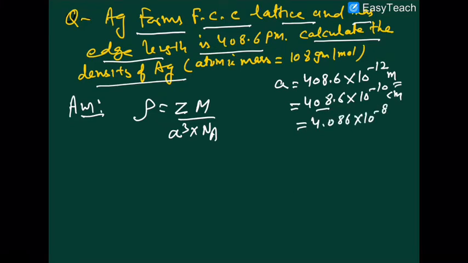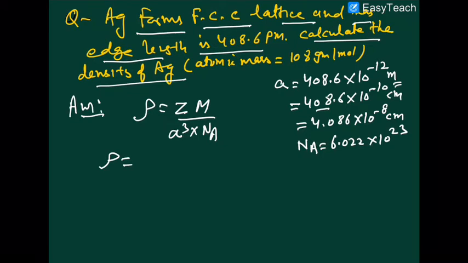So it is minus 8 centimeters. So edge length is 4.086 into 10 power minus 8 centimeter. Avogadro number, you already know that, 6.022 into 10 power 23. So put that value here. So rho Z comes out to be 4. Why? Because silver is forming FCC lattice.